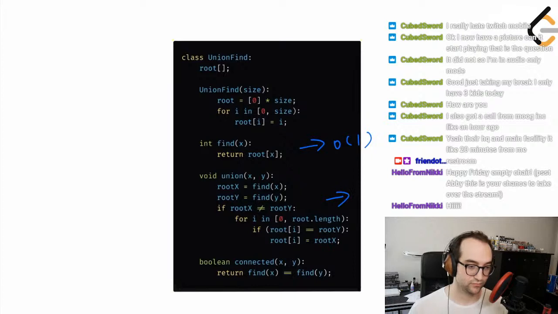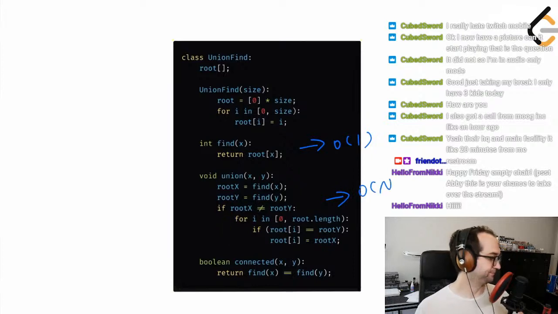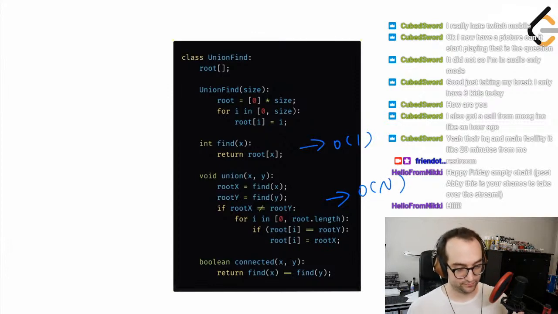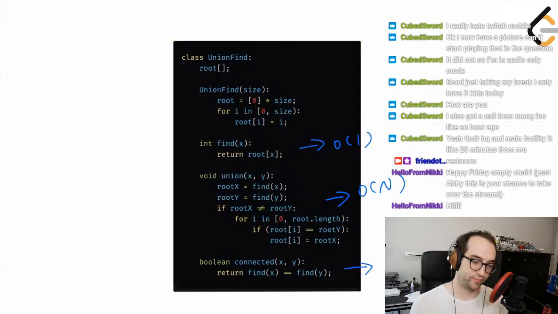For the union function, since it has a for loop here, to go through the whole array, its time complexity is O of n, and will be O of n every time, because you're going through this array every time. For the function to check for connectivity, its time complexity is also O of 1, because it relies on the find function, and the find function is O of 1, so the time complexity is O of 1.